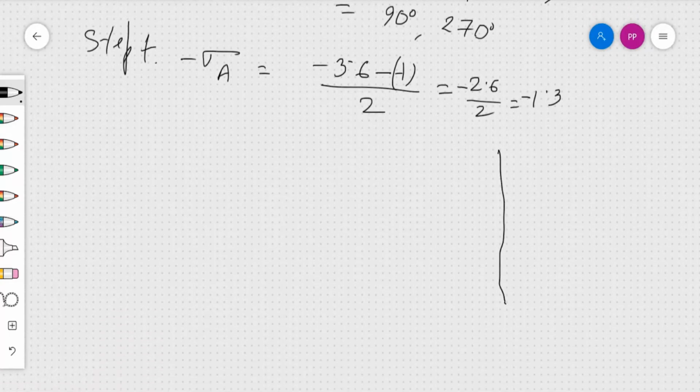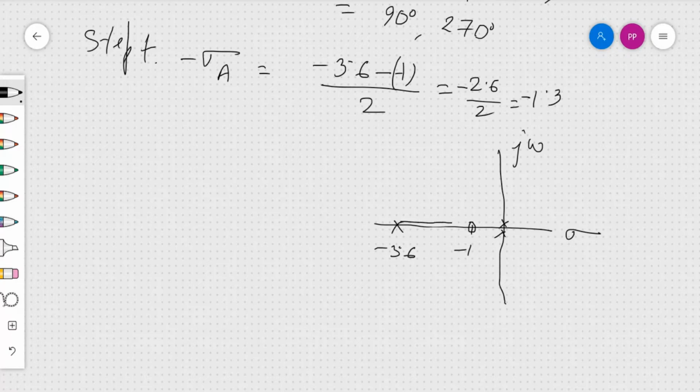So we can draw it to keep us understanding. This is sigma plus j omega. This is the double pole at the origin. This is the zero at minus 1, then the pole at minus 3.6. So we have done up to this. So this minus 1.3 is the point where we will have these straight line asymptotes at 90 degrees and 270 degrees. So this is like that, the vertical line.